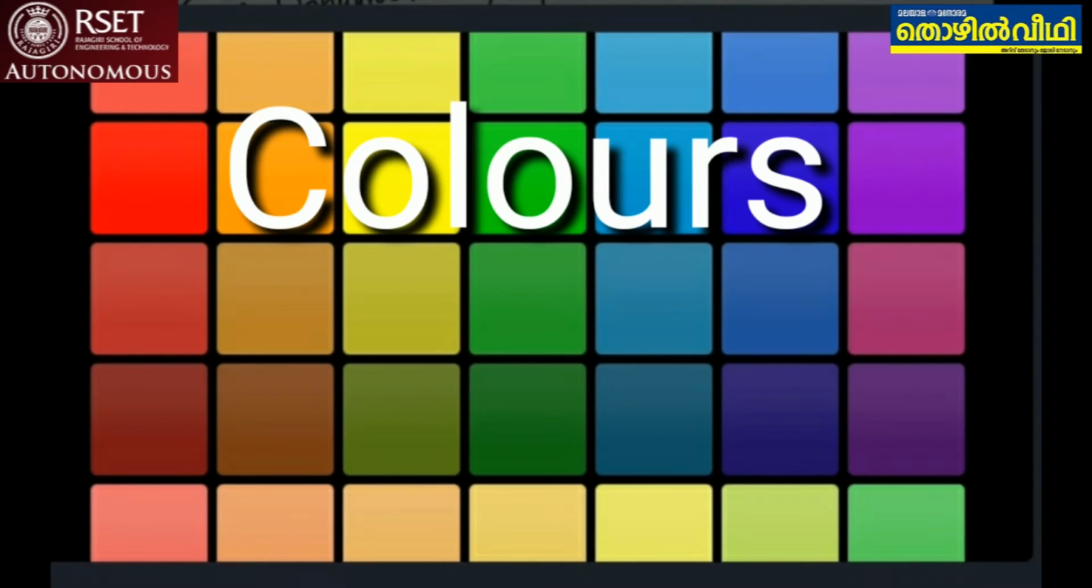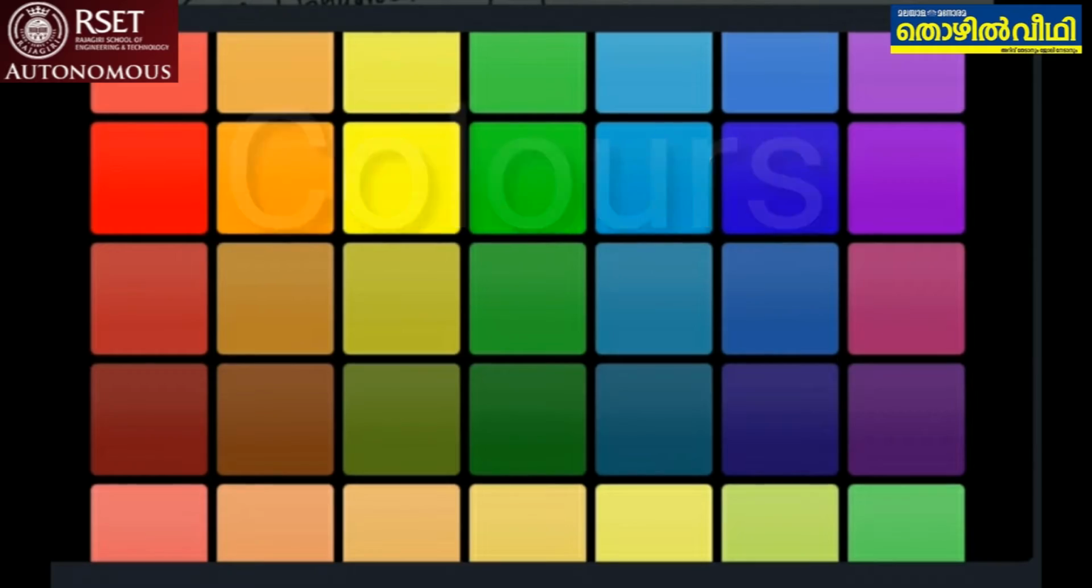Colors. This whole world looks beautiful due to colors. But in darkness, we see no colors. This is because all the colors in this world are possible only due to the light.